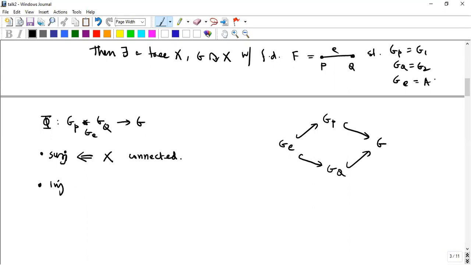And the fact that it is injective was implied by the fact that X has no circuits. It's a tree.